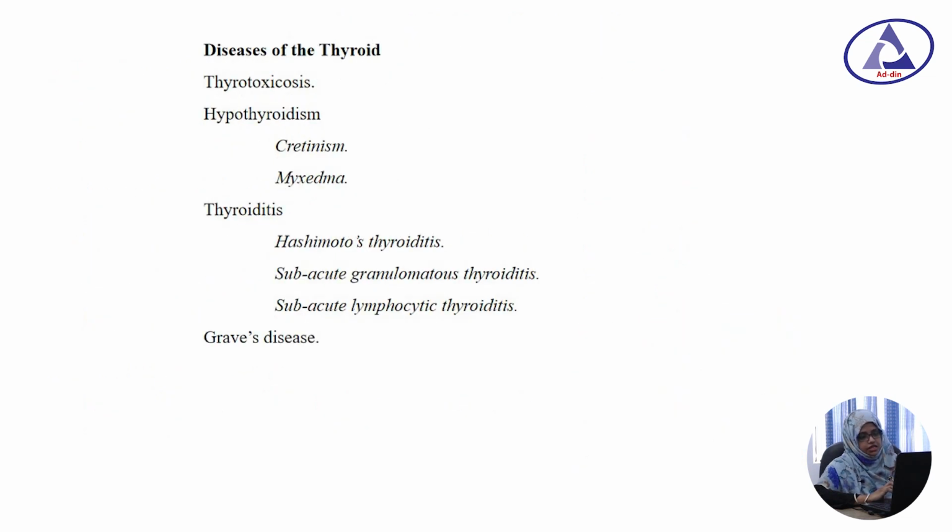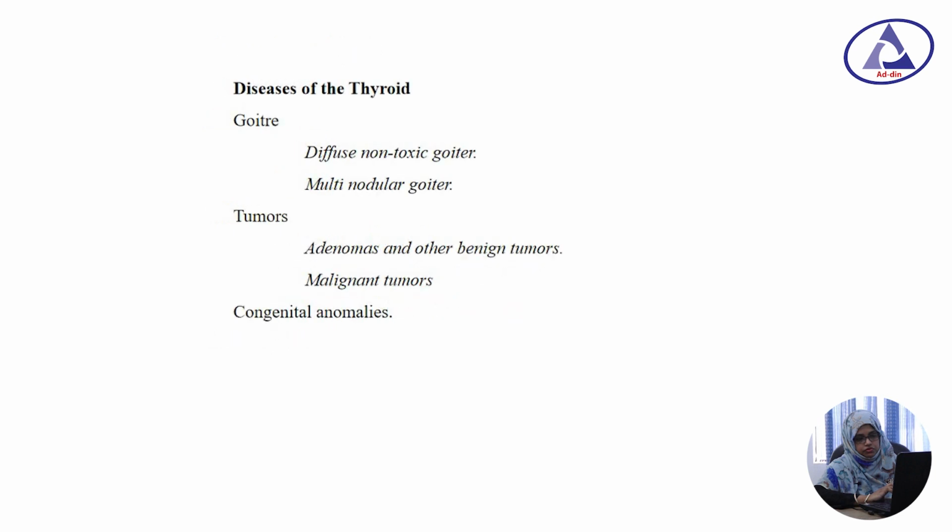Now come to the topic of diseases of the thyroid gland, which is very important for our pathology sector. You have to know the diseases of the thyroid gland. They include thyrotoxicosis, that means hyperthyroidism, hypothyroidism, which includes cretinism and myxedema, thyroiditis, that means Hashimoto thyroiditis, subacute granulomatous thyroiditis, subacute lymphocytic thyroiditis, and Graves' disease. Also goiter, diffuse and non-toxic goiter, multinodular goiter, and tumors, including adenomas and other benign tumors and malignant tumors, and there are also some congenital anomalies.